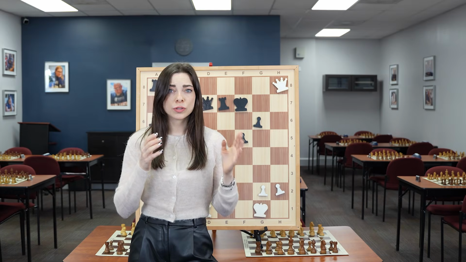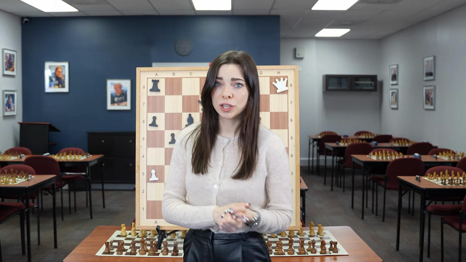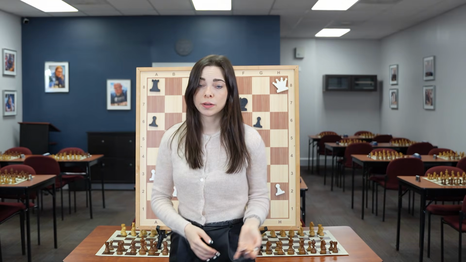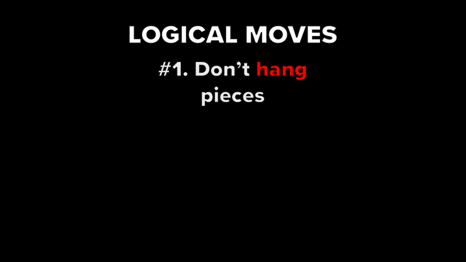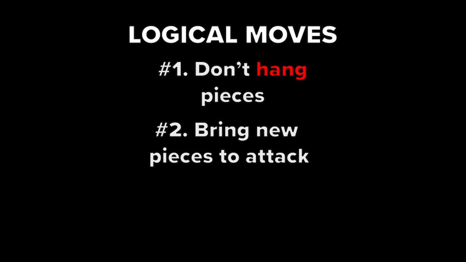Okay. So, how do we actually understand which moves are logical and which moves are not? The most logical moves are the moves that are not hanging any pieces of ours, the moves where we bring new pieces to the attack, and thirdly, when we talk about how to checkmate the king, we always want to consider checks that are not letting our opponent king run away, like a runaway bride. No, we don't want that.